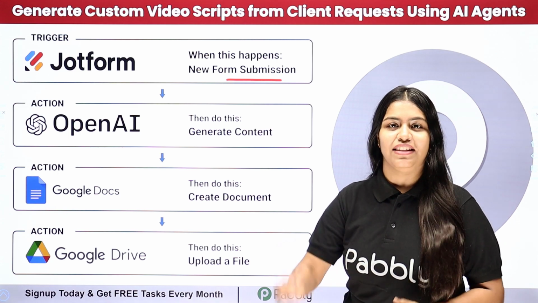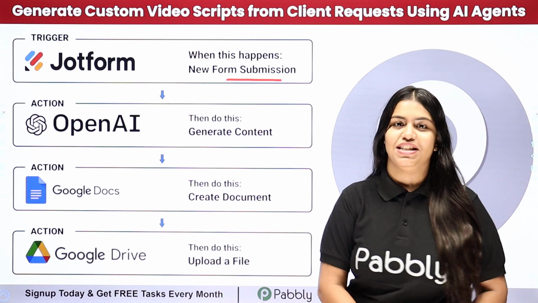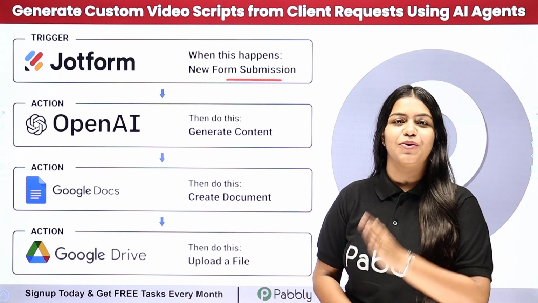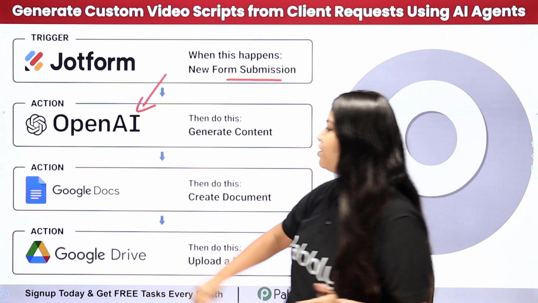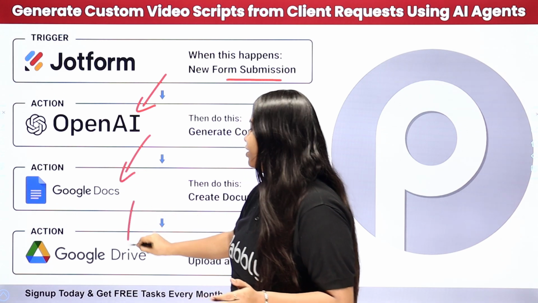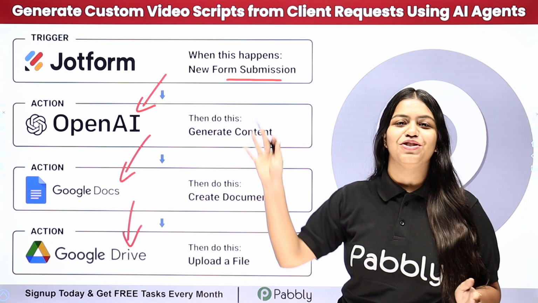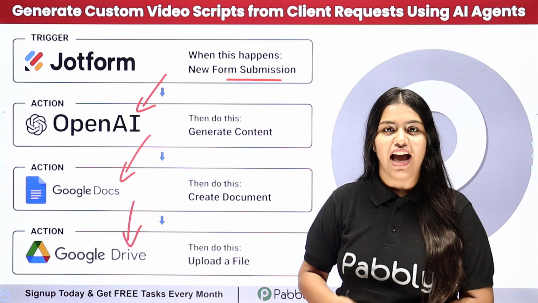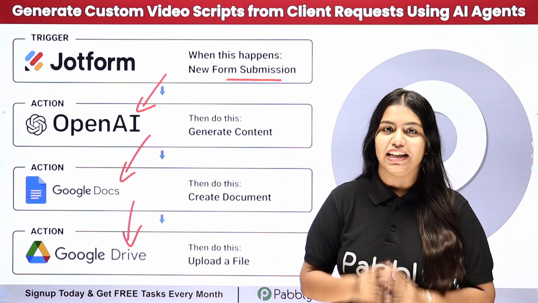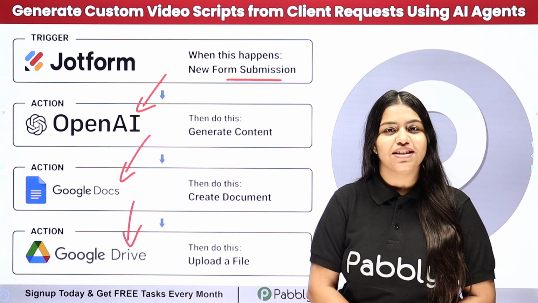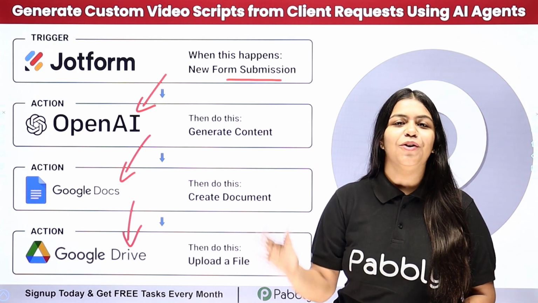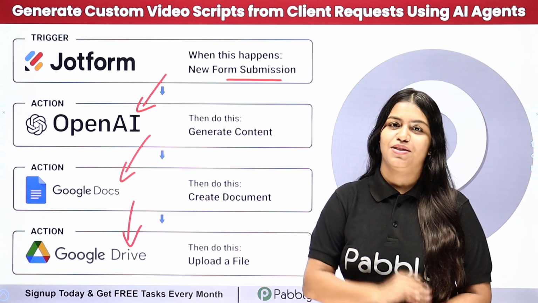Further, I'm just going to add that video script into the document. So to do this, we are simply going to create a connection between Jotform, OpenAI, which is my AI agent, Google Docs, and then Google Drive. And to create this connection without knowing any programming or coding language, we are going to use Pabbly Connect. It is an amazing automation software. So do you also want to create this automation for your business? Then for that you have to come with me towards my screen.